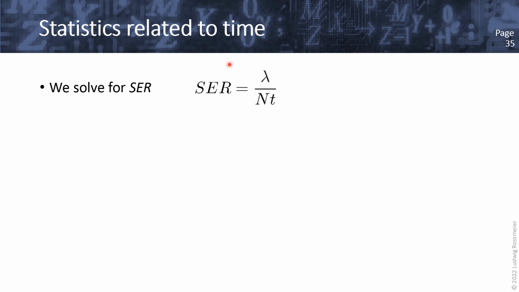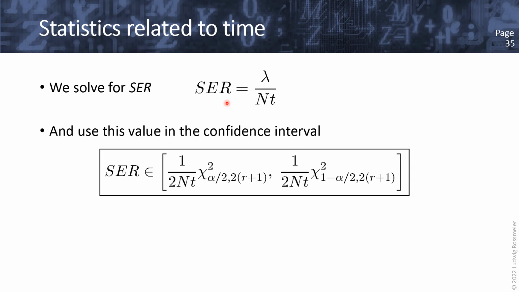We solve this for the soft error rate. That means soft error rate equals lambda divided by nt. Don't confuse this lambda, which is the parameter for the Poisson distribution, with the soft error rate, which sometimes also has the symbol lambda. We use this lambda, which we had from the confidence interval, and we simply divide it by nt to get the confidence interval for the soft error rate.